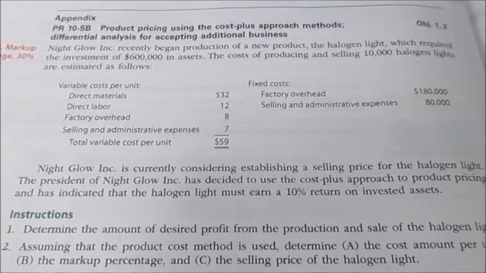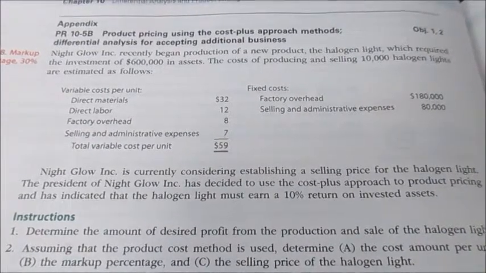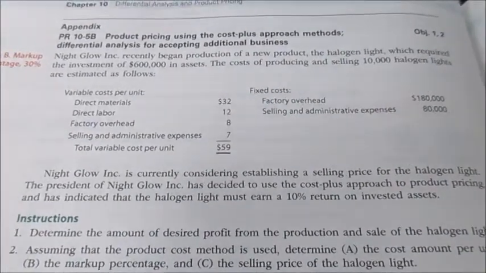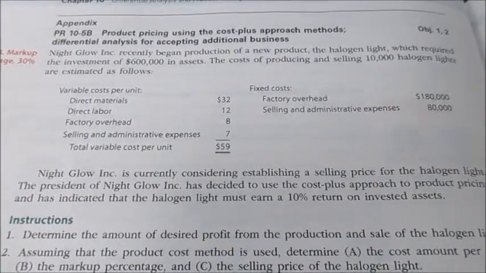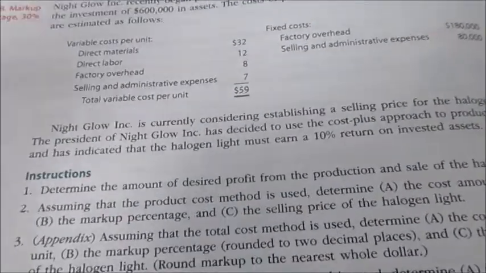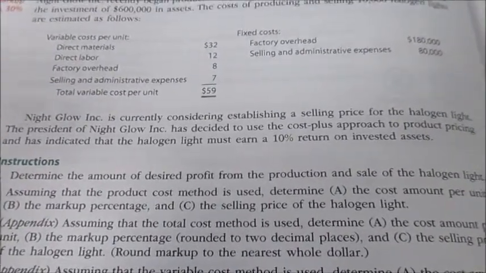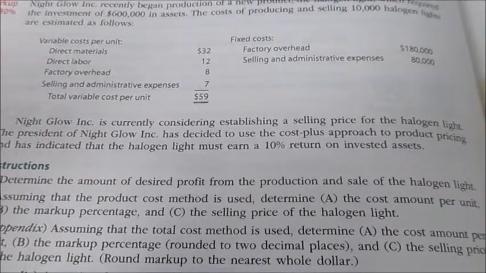Night Glow Inc. is currently considering establishing a selling price for halogen lights. The president of Night Glow Inc. has decided to use the cost-plus approach to product pricing and has indicated that halogen lights must earn a 10% return on invested assets. We're going to be doing steps 1, 2, and 6 for this problem. Number 1, determine the amount of desired profit from the production and sale of the halogen lights.